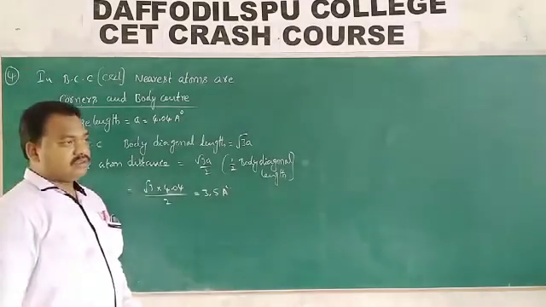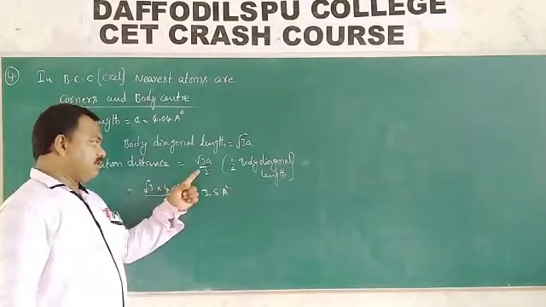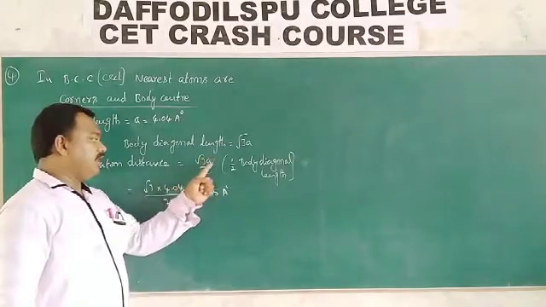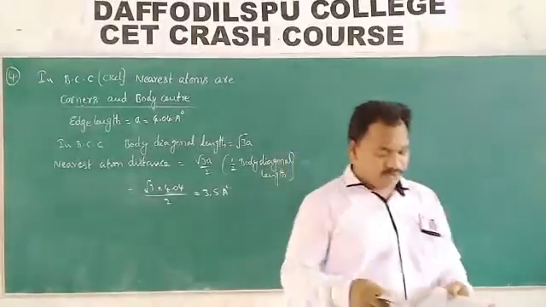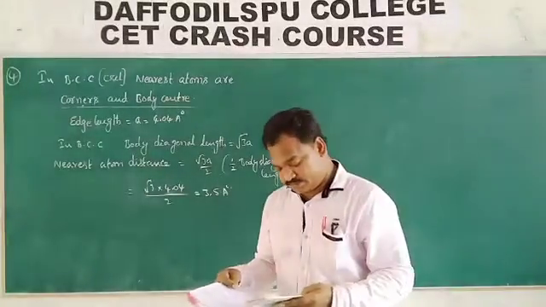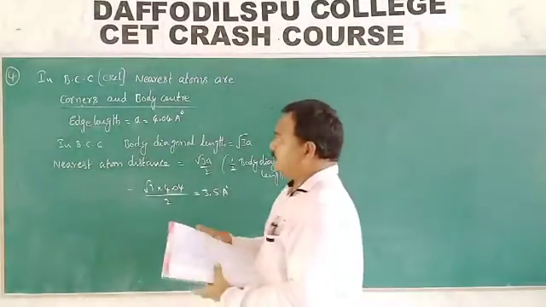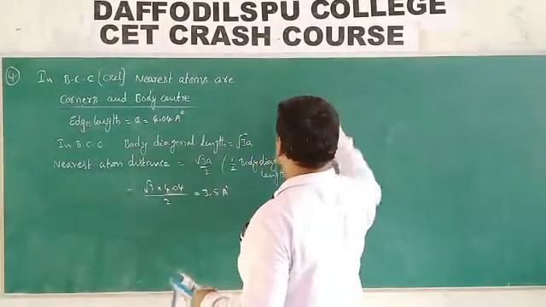3.5 angstroms. If they ask for the radius, then the formula becomes root 3a by 4. Next, look at the sixth question.